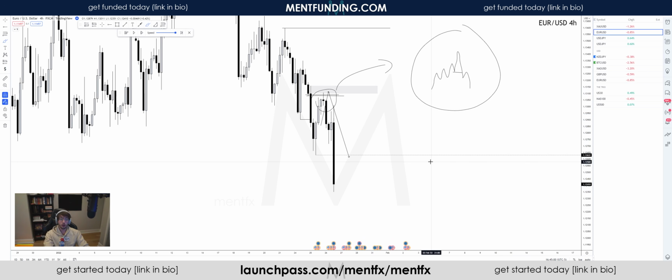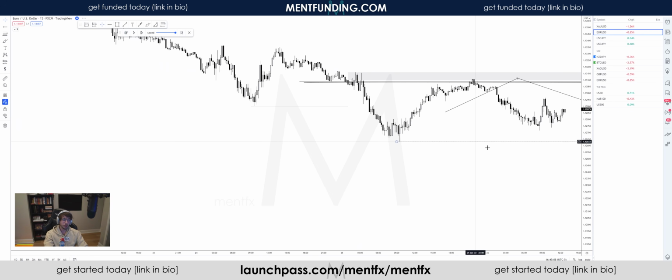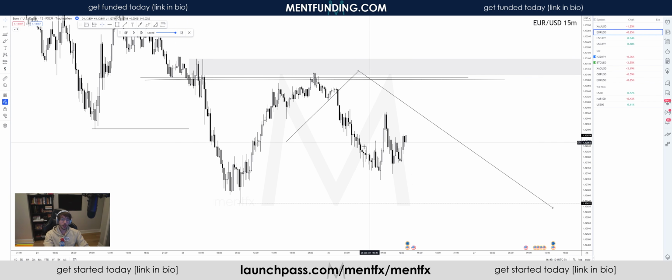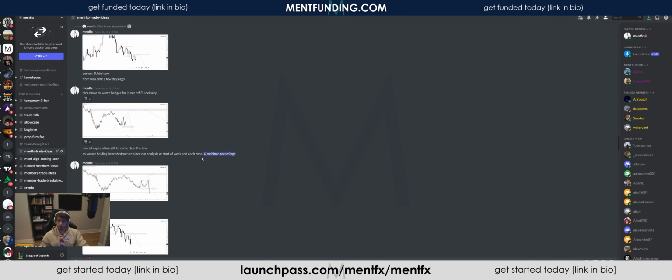Now, what's interesting though concerning this is you'll see that right before we had a rather interesting run up, right? So if we go back here and go to like a 15-minute, right before that drop off, we had an interesting little run up and break of structure on a lower time frame. And notice what we did during that time. Let me go down a little bit more. Nice move to watch. Hedges for in our higher time frame EU delivery.